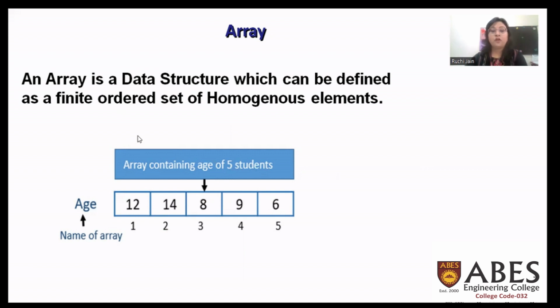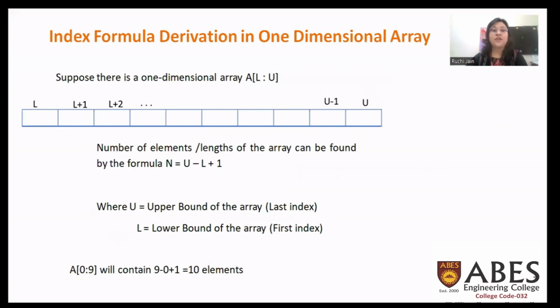So we move forward to the formula derivation in a one-dimensional array. Firstly, we define what a one-dimensional array is. A one-dimensional array is an array which has values inserted in 1D form, like there is one starting point and one end point. The first index value is specified by L, which is called the lower bound of the array, and the last value of the array is specified by U, which is called the upper bound of the array.